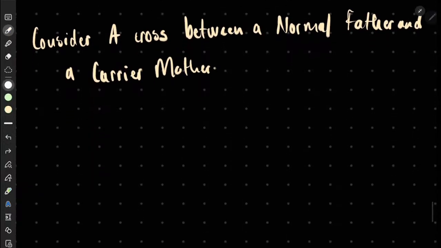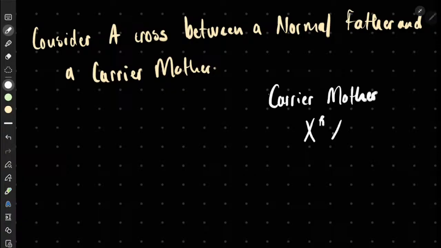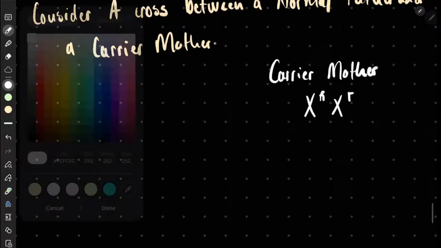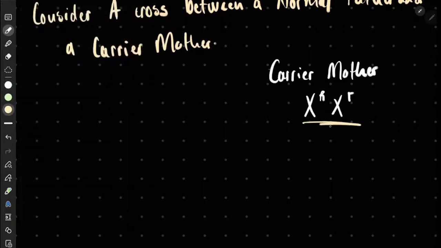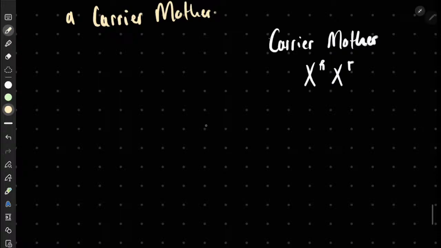What will be the genotype? Let's put the carrier mother. If the mother is a carrier, then what does she have in her genotype? What is the genotype of the mom? That means she has XR and Xr. She is also normal, but she's just a carrier, right? This woman is not colorblind. Why is she not colorblind? Because the dominant one is there. Can you see that?